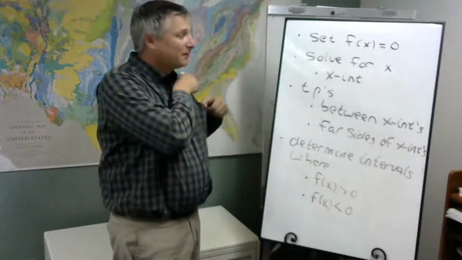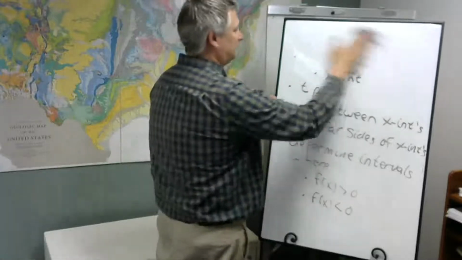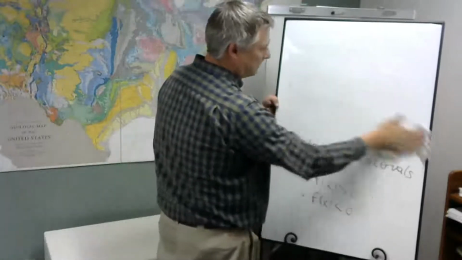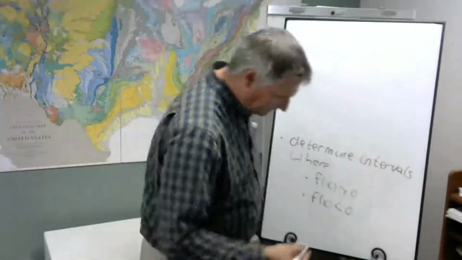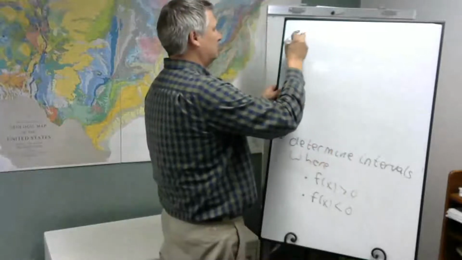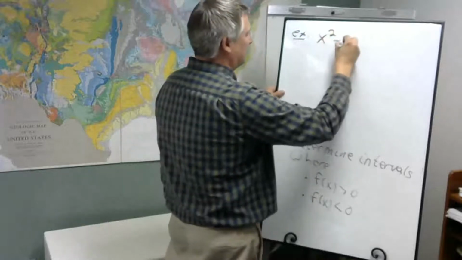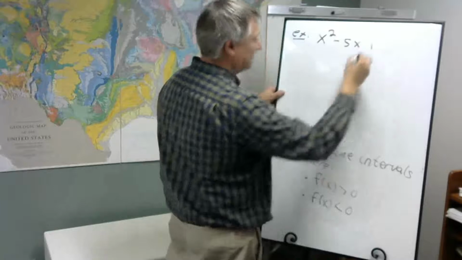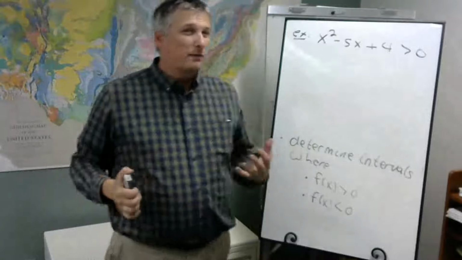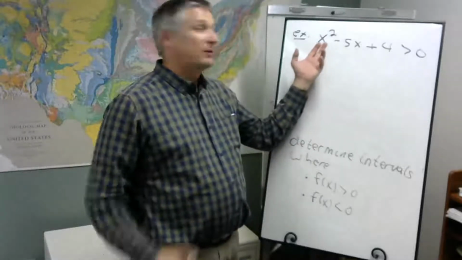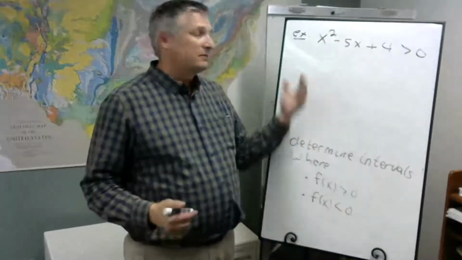So let's take a look at some examples. So let's say we have this. We want to find where on the x-axis x squared minus 5x plus 4 is greater than 0. First thing we're going to do, set it equal to 0.